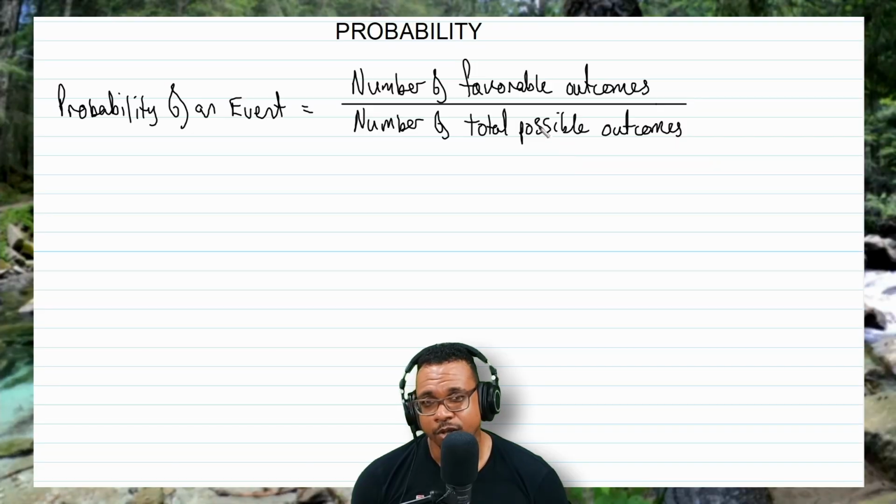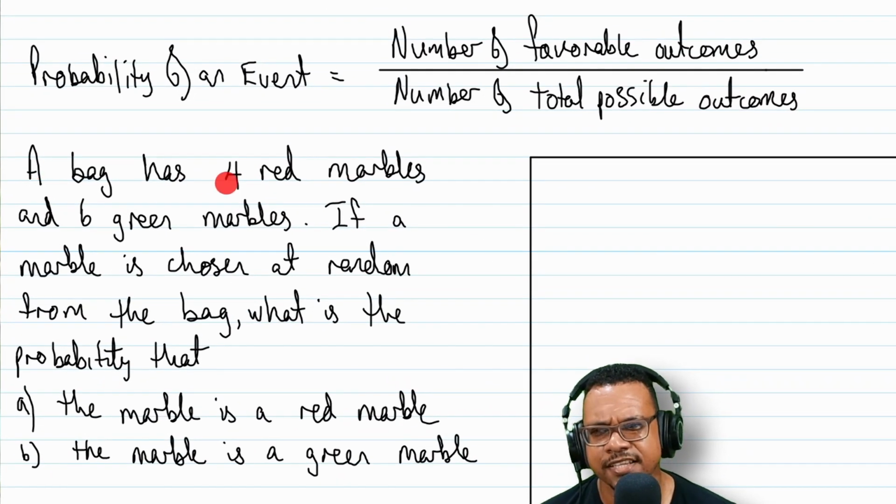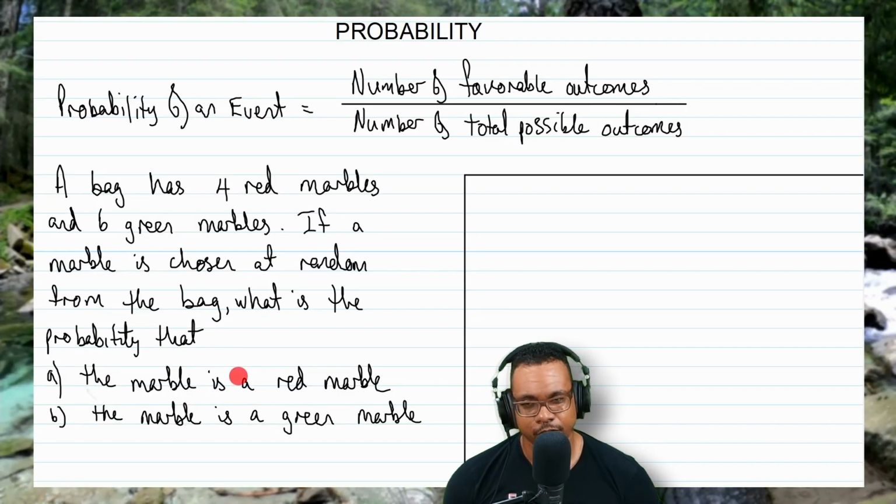Now I'll give an example of how to use this formula. So here I have my question. A bag has 4 red marbles and 6 green marbles. If a marble is chosen at random from the bag, what is the probability that A, the marble is a red marble, and B, the marble is a green marble? So first, let's look at A. The probability that if we choose a marble at random from the bag, that the marble is a red marble.